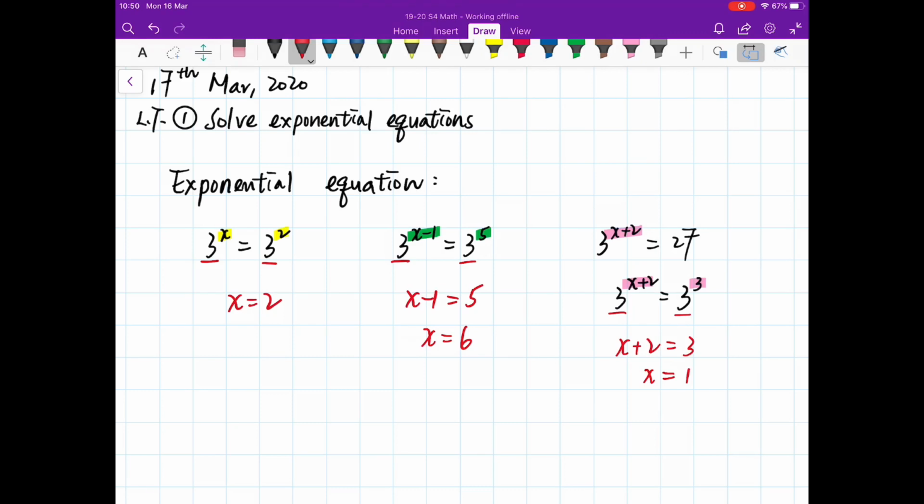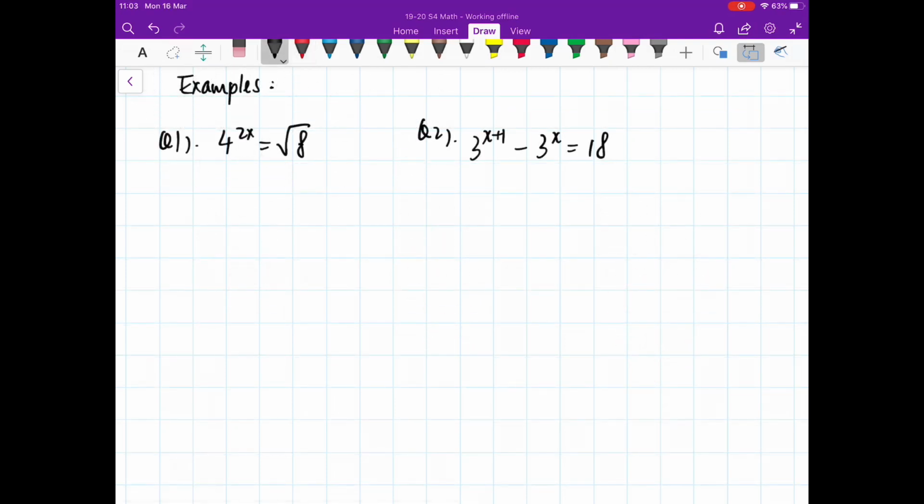Okay, so this is the example of exponential equations and the techniques of solving exponential equations. So on your notebook, please help me to write down 2 more examples. The first one is 4 to the power 2x equals to the square root of 8. And the second one is 3 to the power x plus 1 minus 3 to the power x equals to 18. So let's take a look of the first example, question 1.